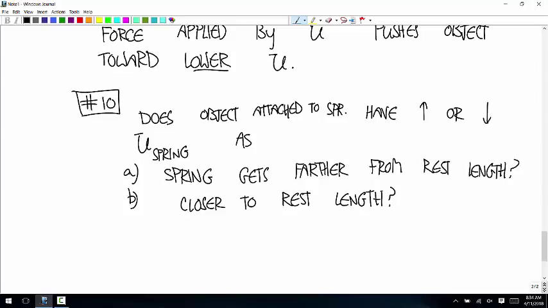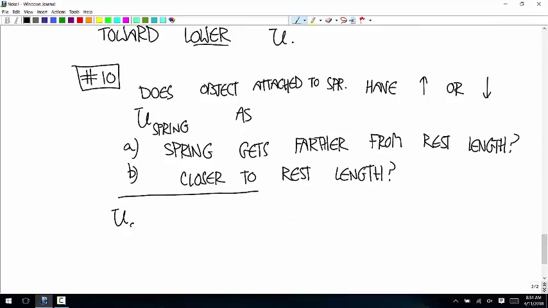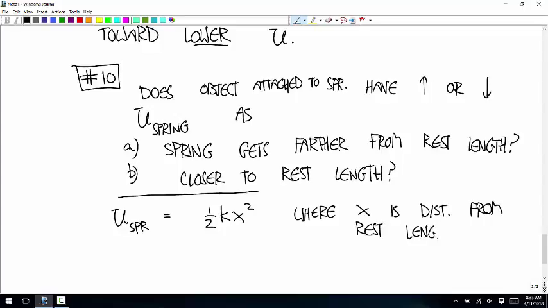So again, mathematically, the answer just comes from the formula for spring potential energy. The spring potential energy is 1/2 times k times x squared, where x is the distance from the resting length. So what's the answer? Does that potential energy get higher or lower as you pull or push a spring farther from its resting length? Potential energy gets higher. If you return the spring to the resting length, it gets lower.